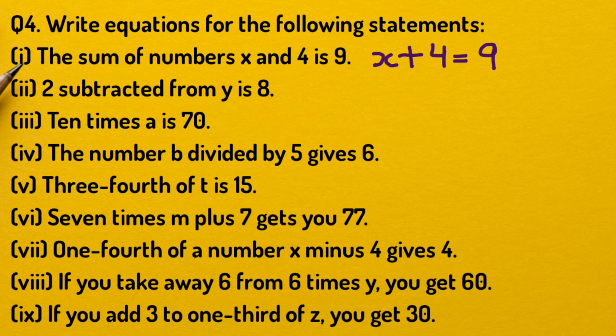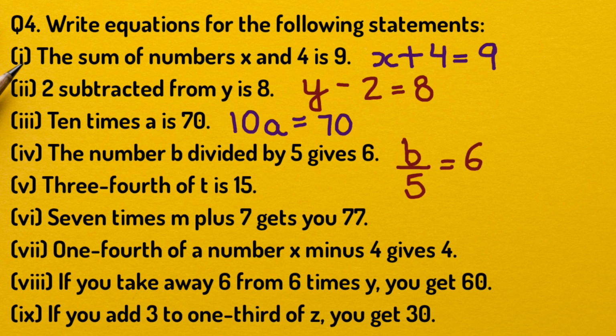Second part, 2 subtracted from y is 8. So what do we have to do? We have to subtract 2 from y. So y minus 2 is equal to 8. Third part, 10 times a is 70. 10 times a means 10 into a, that is 10a is equal to 70. Fourth part, the number b divided by 5 gives 6. So we will divide b by 5, b upon 5 is equal to 6.